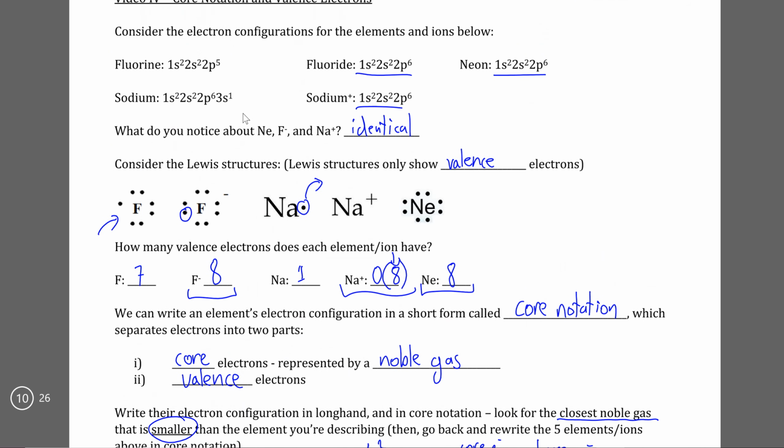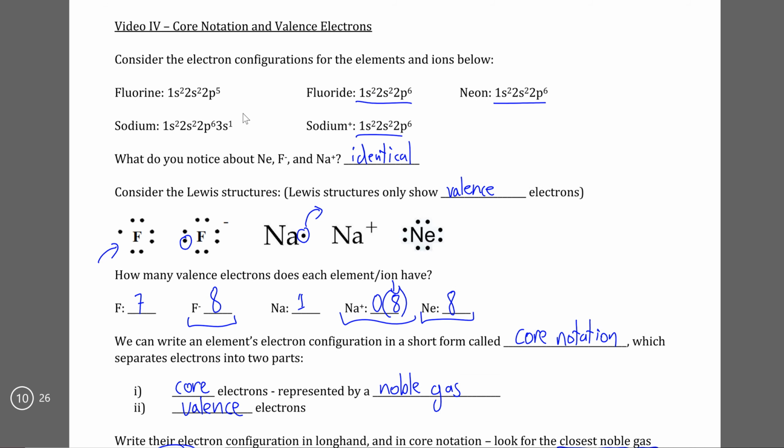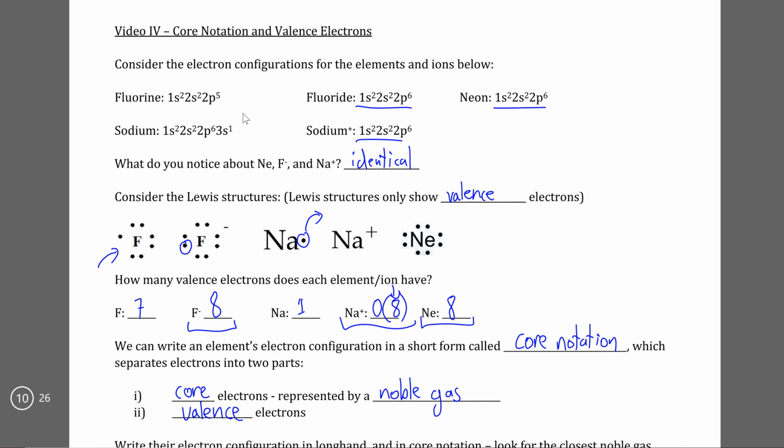In the next video, we are going to take this idea and look at a different way to represent electron configurations so that if you're still not sure what an energy level and what a subshell is, that will help visualize.